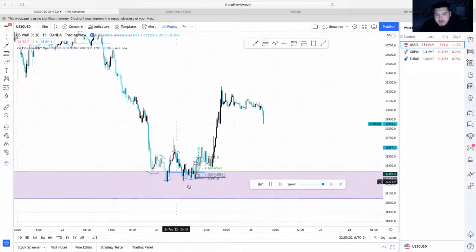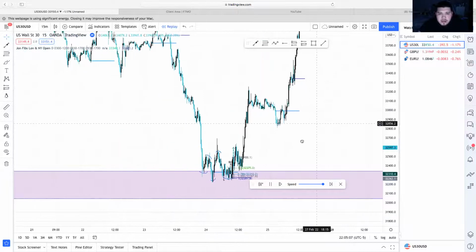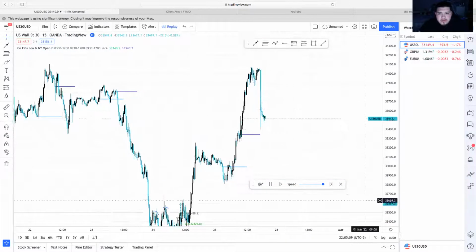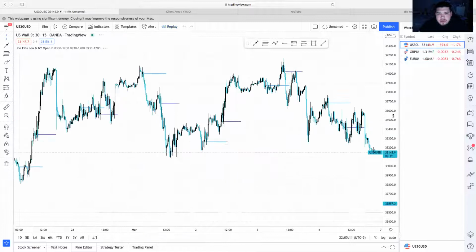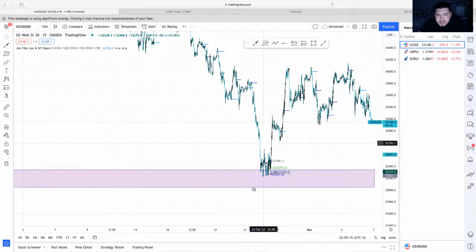Market never leaves without you. So if you miss that first entry, you can always get into that second entry. But obviously we know where the market is right now and why exactly it is that I took that trade.